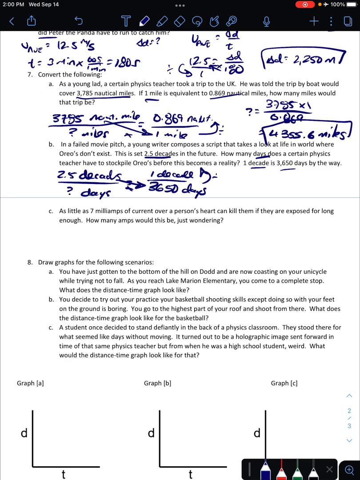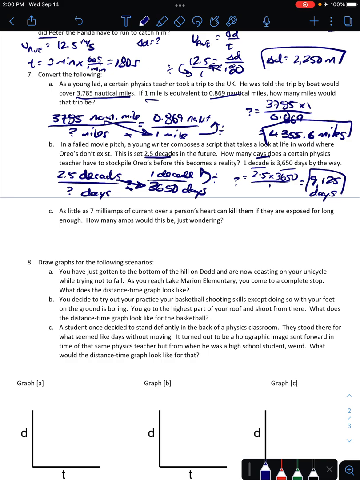Times, divide. So our question mark here is going to equal 2.5 times 3650 divided by 1. So 2.5 times 3650. Yeah, there's no way that's right. That's like 2 years. 9,125 days. Yep, it's probably 90,000 days in all honesty, folks.